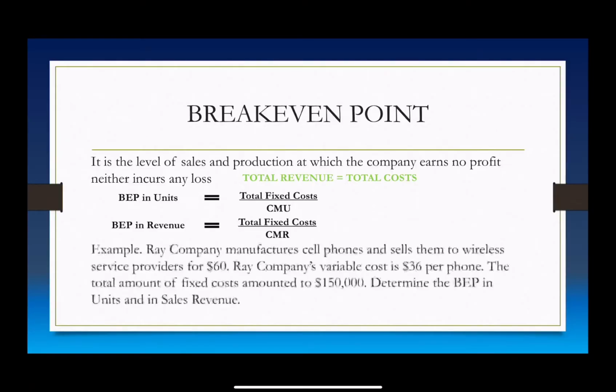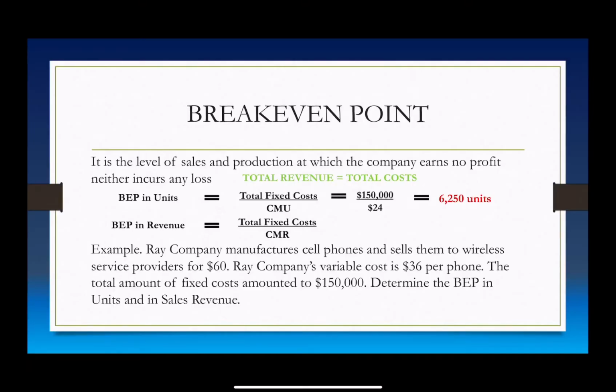The contribution margin per unit is the difference between the unit selling price, which is 60, and the variable cost per unit, which is 36. 60 minus 36 will give us 24. So $150,000 divided by $24, the break-even point in units is 6,250 units. So we have to sell a total of 6,250 units for the company to break even.